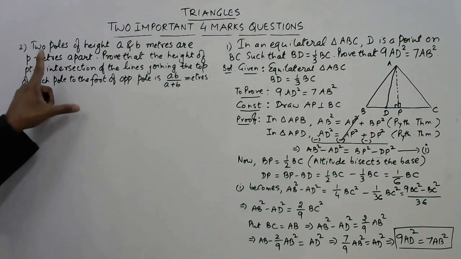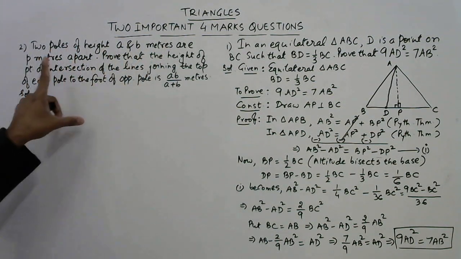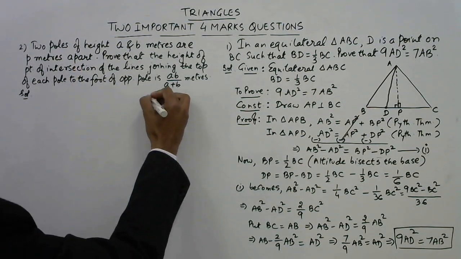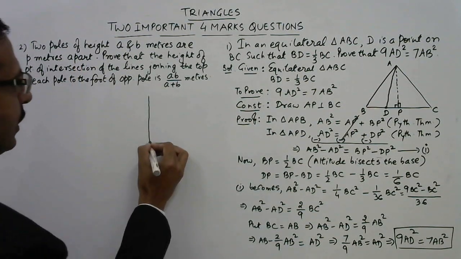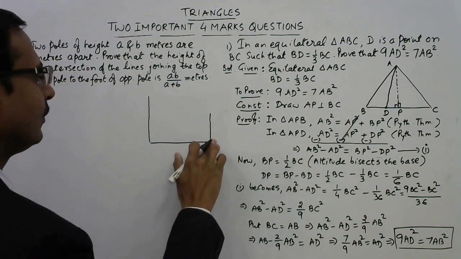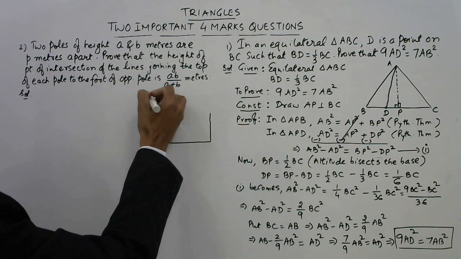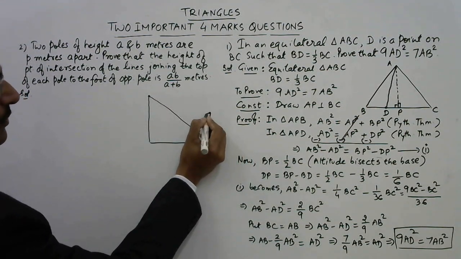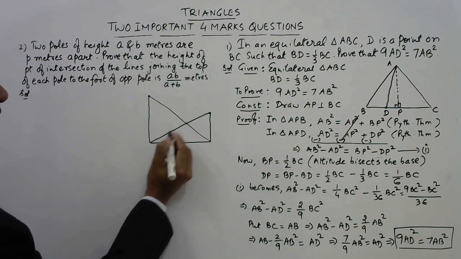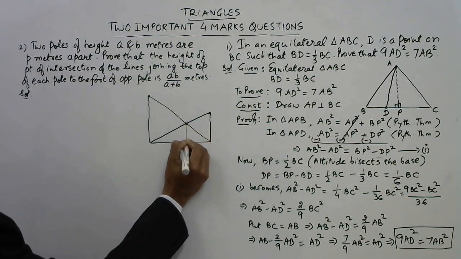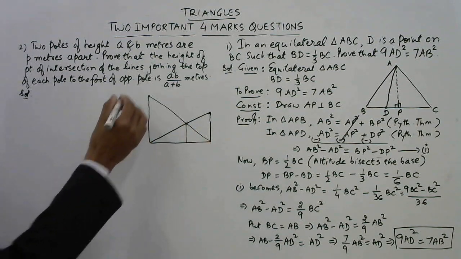In this question, we have two poles of height A and B which are P meters apart. So I'll draw the figure for this also. See, this is the first pole, this is the distance between them, and this is the second pole. Now, if I join the top of this with the bottom of this and top of this with the bottom of the first pole, then this is a point of intersection, and I'll draw the height of this point.